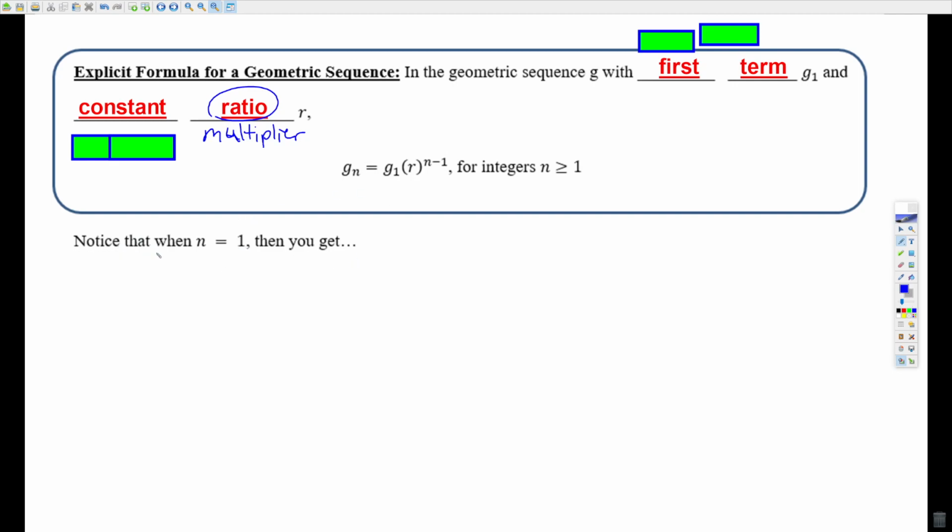One thing I want you to notice, though, is what you actually get when n is equal to 1. If you're trying to get your first term, it might be obvious what the first term is, but what happens when you plug in 1 for n on both sides? You would get g sub 1 equals g sub 1 times r to the 1 minus 1. You see what happens here? It's g sub 1 times r to the 0. If you don't remember, anything to the 0 power is just the number 1. So we're just basically proving that you still get g sub 1. These two equal each other. So it does work.